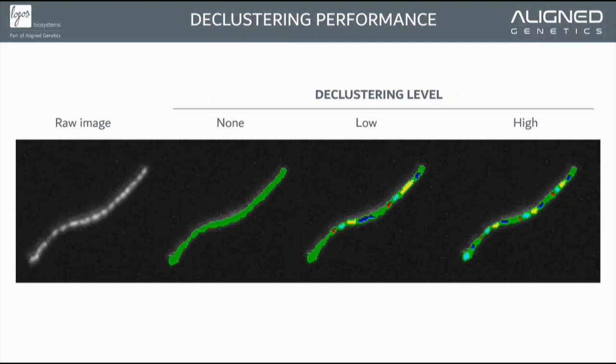With the advanced declustering algorithm of the QUANTOM Tx, as you can see, here is the difference of results based on the protocol difference, specifically for declustering level. So from raw image to no declustering level, to low declustering level, and to high declustering level.